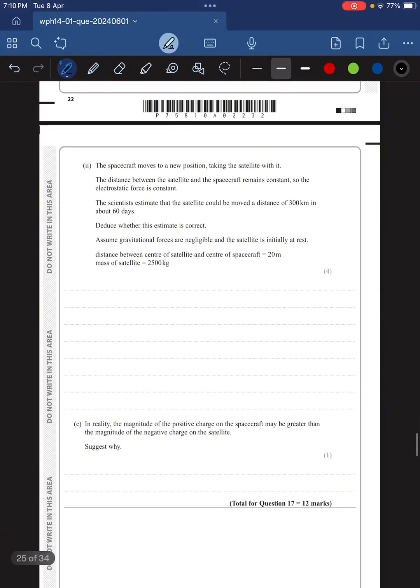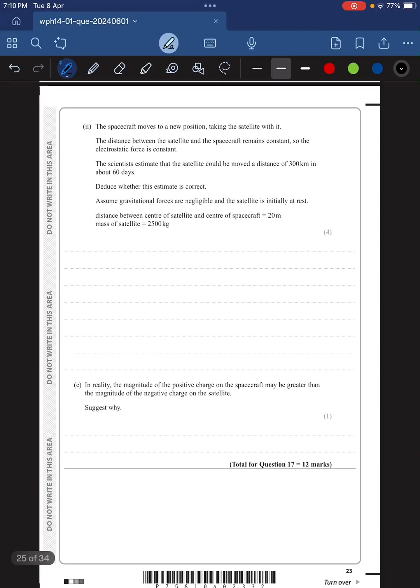Let's go to part 2. The spacecraft moves to a new position, taking the satellite with it. The distance between the satellite and the spacecraft remains constant, so the electrostatic force is constant. The scientists estimate that the satellite could be moved a distance of 300 kilometers in about 60 days. Deduce whether this estimate is correct. Assume gravitational forces are negligible and the satellite is initially at rest. The distance between the center of the satellite and the center of the spacecraft is 20 meters. The mass of the satellite is 2,500 kilograms.